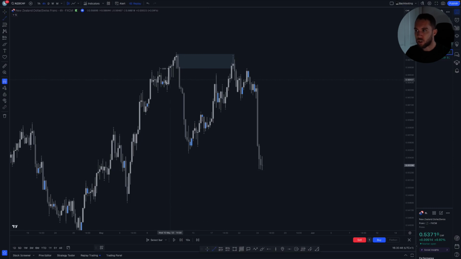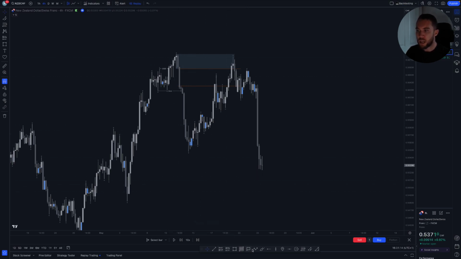We have broken structure below these lows. So a break of structure. We've also broken structure below this low right here. We've taken out this low as well. And then what we've got is our fair value gap resting just below our area right here, showing real momentum to the downside.